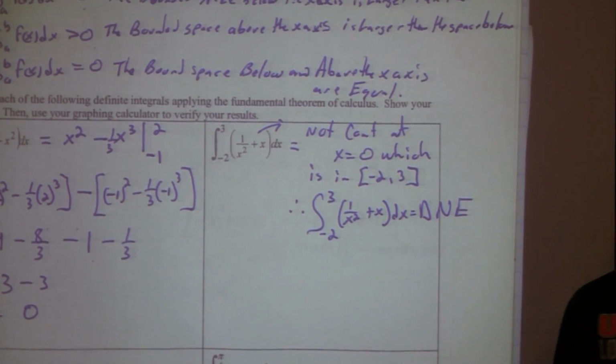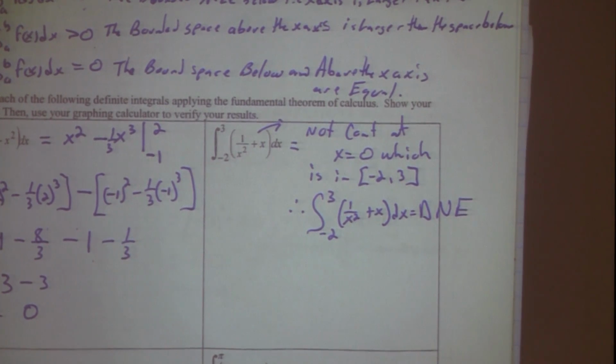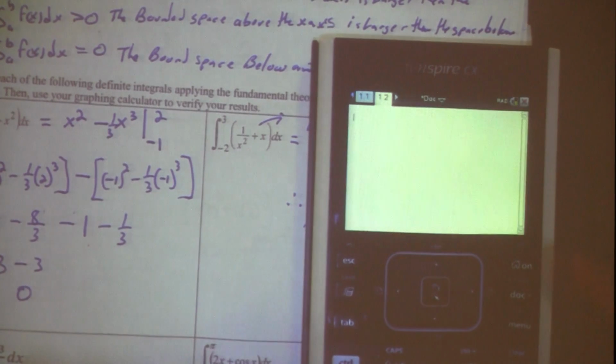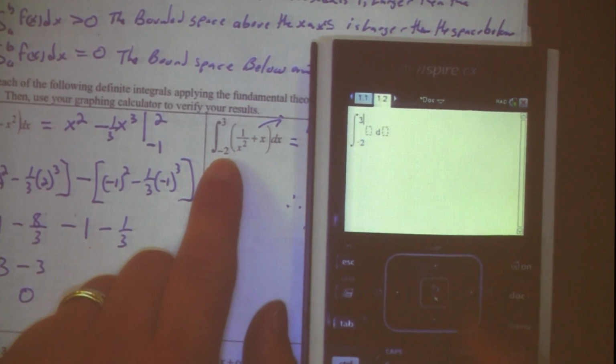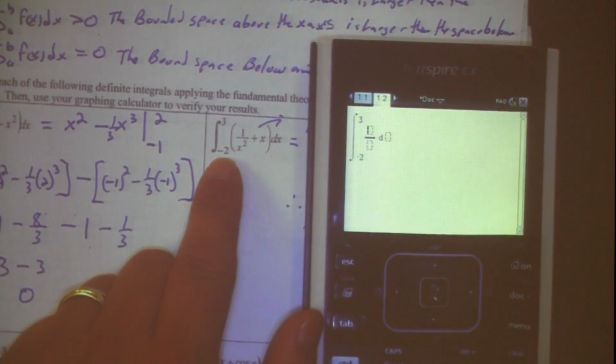Type it into your calculator. Let's see what it gives you. It's gonna shut down. We're going from negative 2 to 3 of 1 over x squared plus x. May cause inaccuracy.